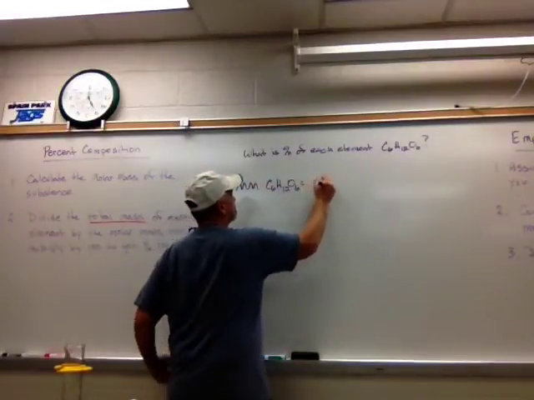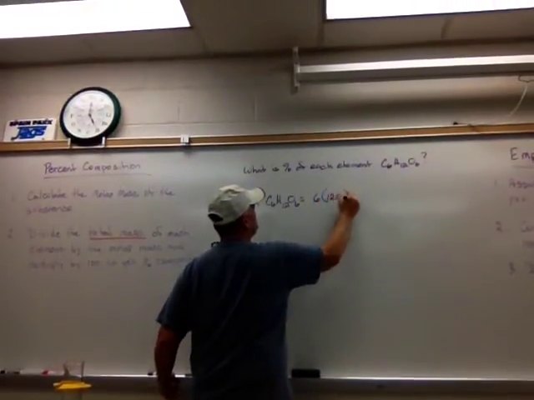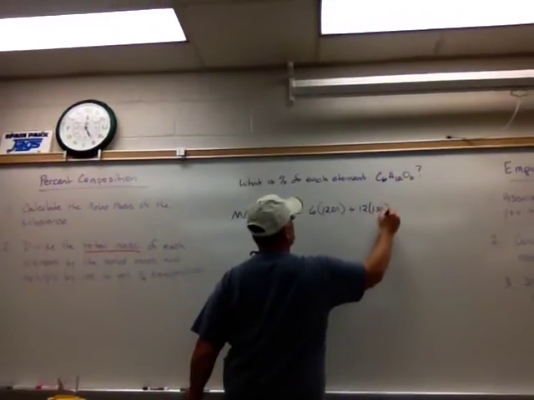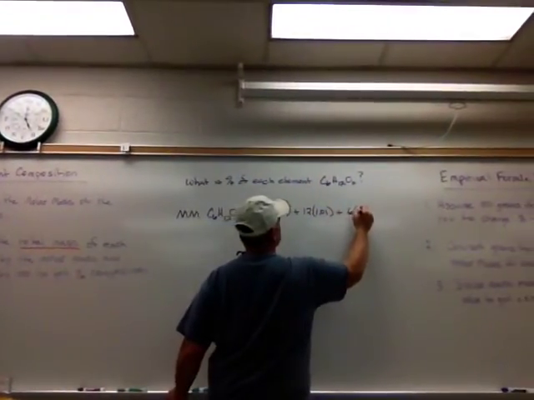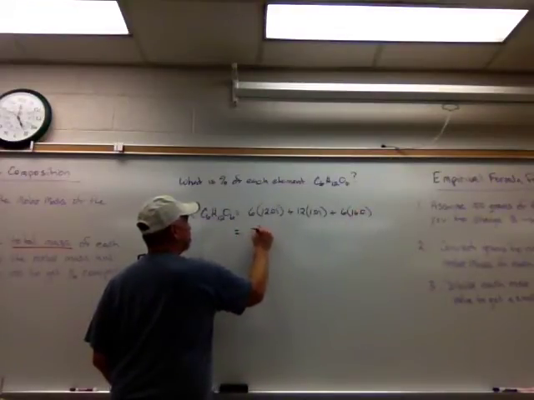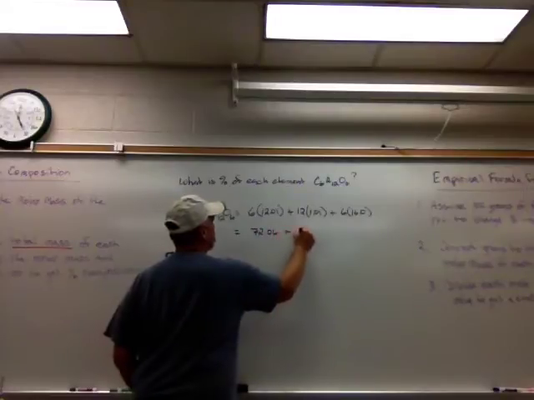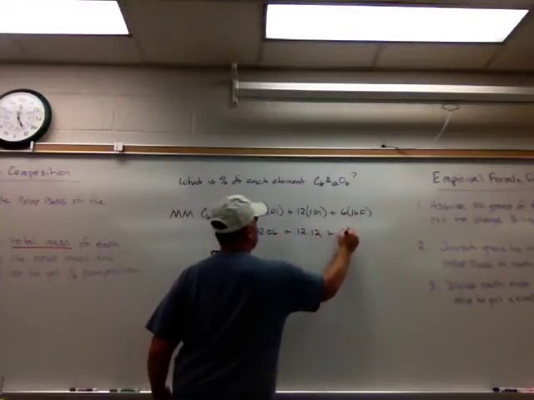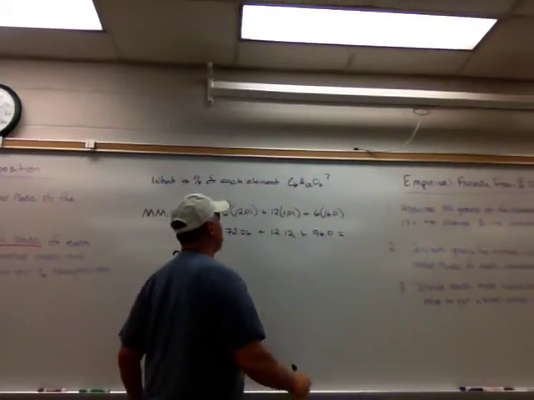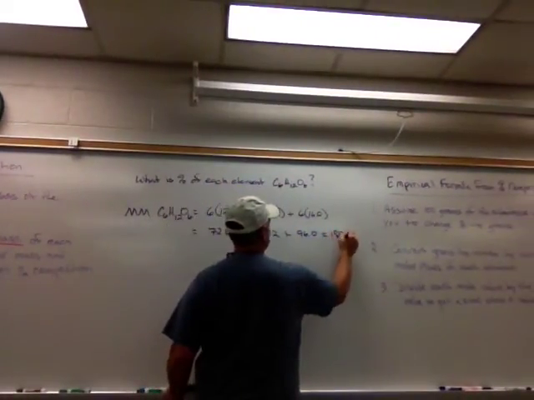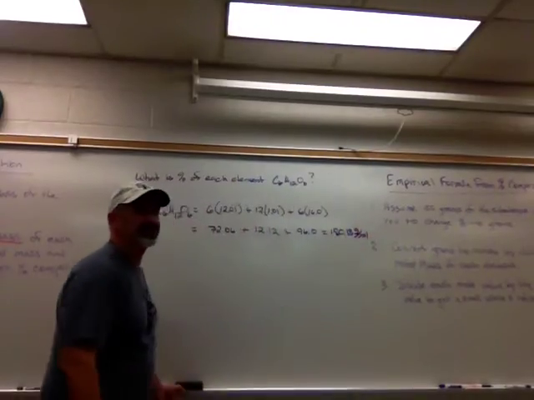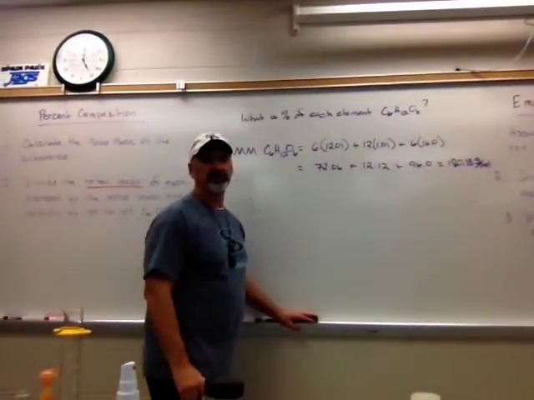C6H12O6 is going to be 6 times 12.01 plus 12 times 1.01 plus 6 times 16.0. So that's going to equal 72.06 plus 12.12 plus 96.0, which is all going to add up to 180.18 grams per mole. So that's the molar mass, that's the total weight of the glucose.